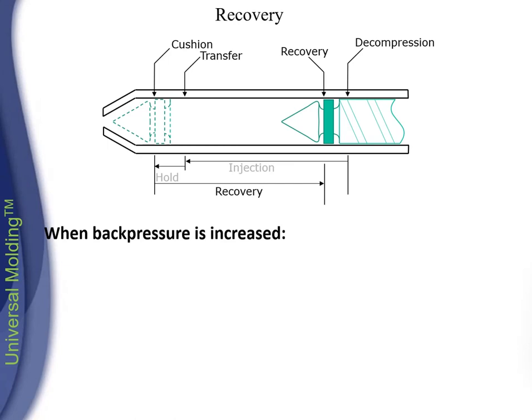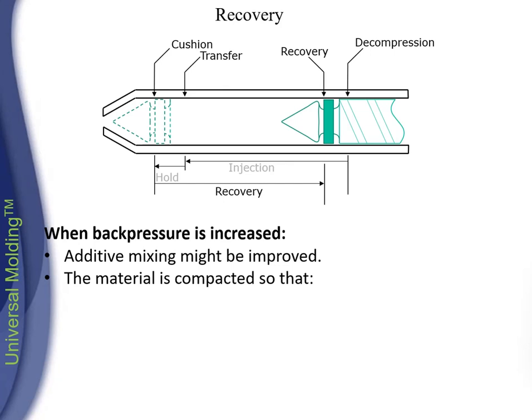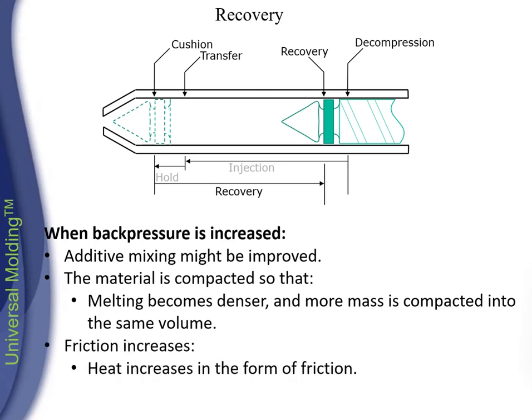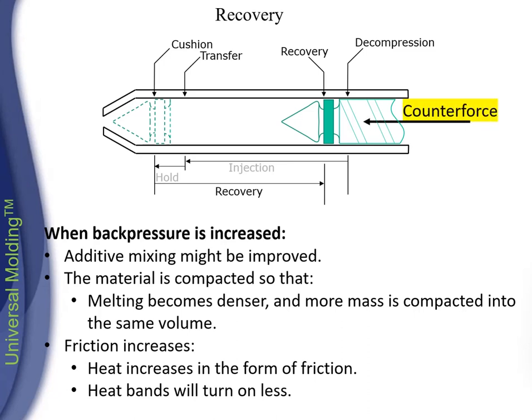When back pressure is increased, additive mixing might be improved. The material is compacted so that melting becomes denser and more mass is compacted into the same volume. Friction increases. Heat increases in the form of friction. Heat bands will turn on less.